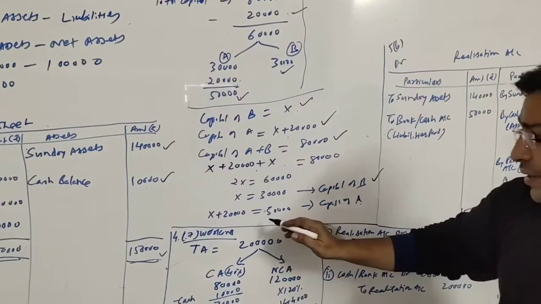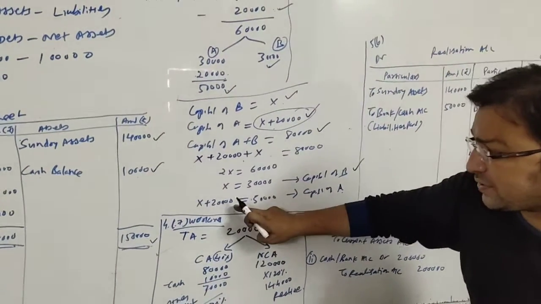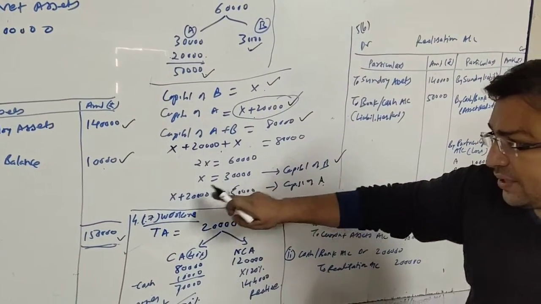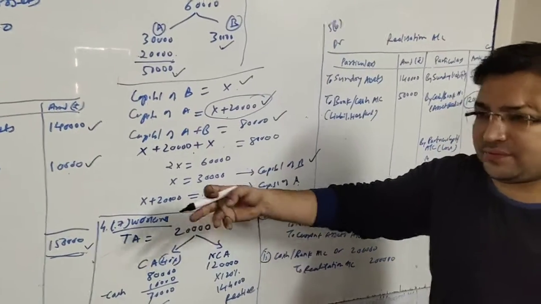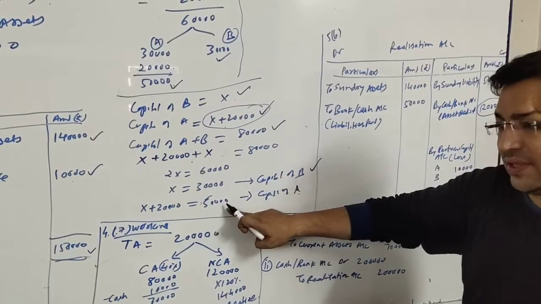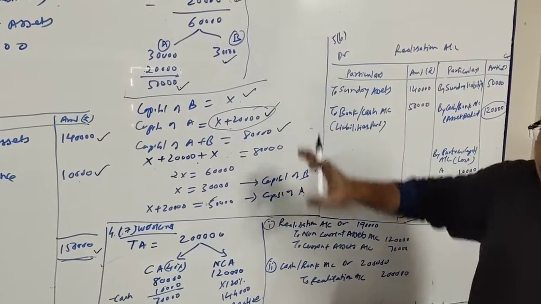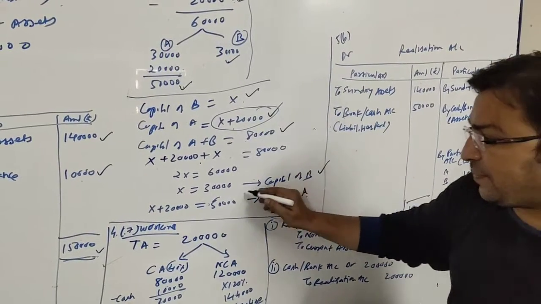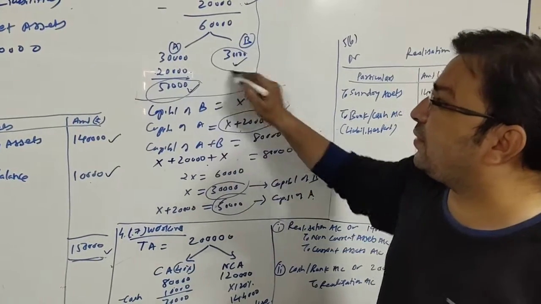What else? Capital of A is what? X plus 20,000. So X plus 20,000 equals 50,000. 30,000 is the value of X and 20,000 is more, so 30,000 plus 20,000, that is 50,000, will be the capital of A. So by any method you can solve this. Capital of A comes to rupees 50,000 and capital of B becomes rupees 30,000.